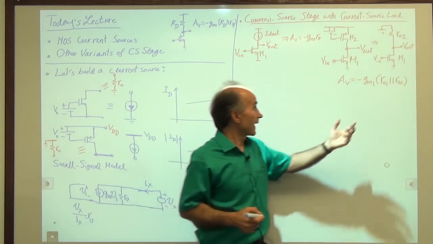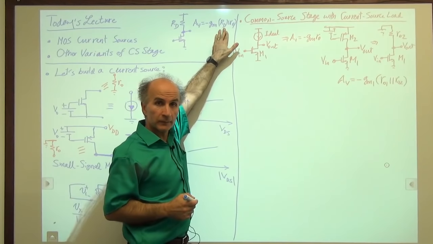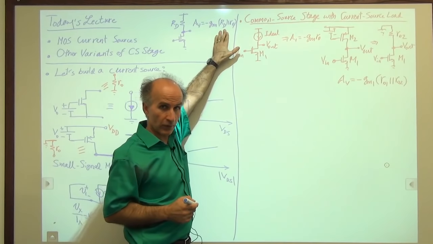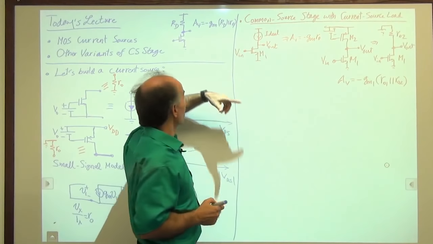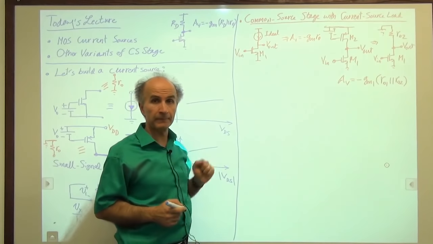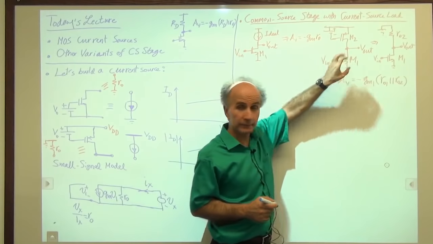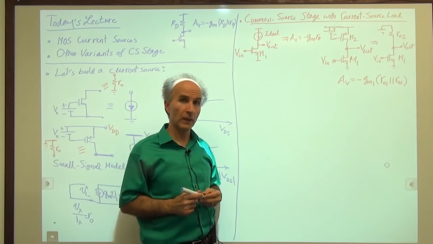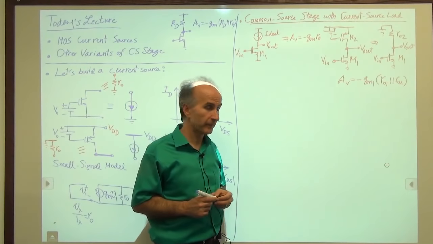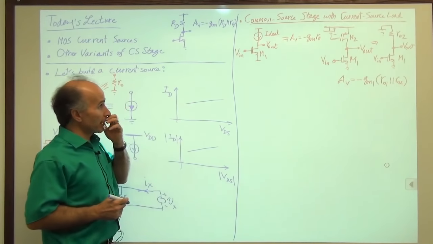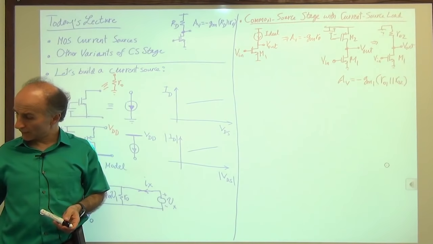Our hope is that this value is greater than this value, meaning that we can build a current source M2, whose output impedance RO2 is greater than what we can have with a resistor. Okay, and that circuit has many applications in circuit design, this one. All right, so that's what we call a common source stage with current source load. All right, so that's one example of how we can play with the common source stage and create interesting variants.